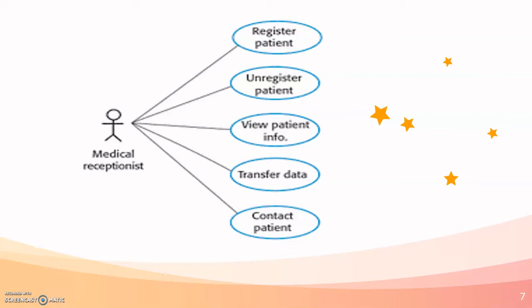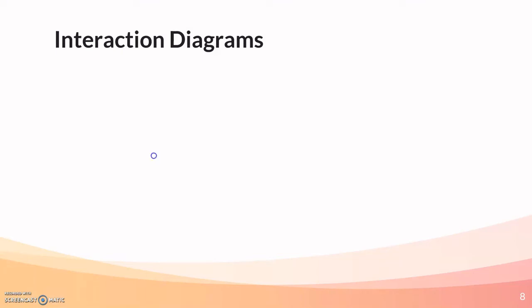Okay. This diagram is used to describe some types of interactions among the different elements in the model. The interactive behavior is represented in UML by two diagrams known as a sequence diagram and a collaboration diagram. So let's see both of the interaction diagrams.